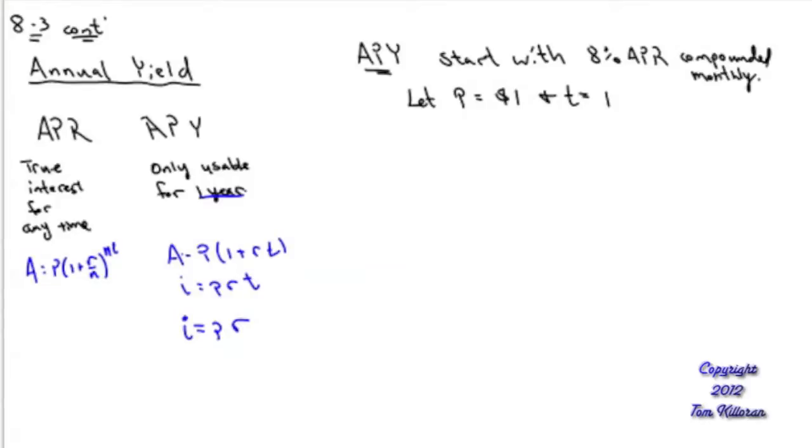So you start with your formula and you go A equals P times (1 plus r over n) raised to the nt. Yes, the book has another formula for it, but what's the point of memorizing or using another formula? It just gives you more headache.